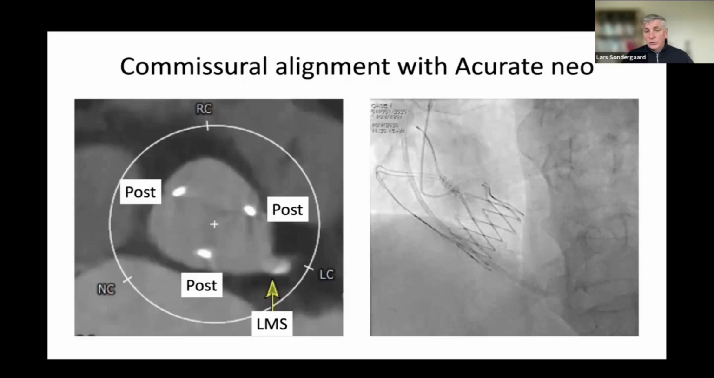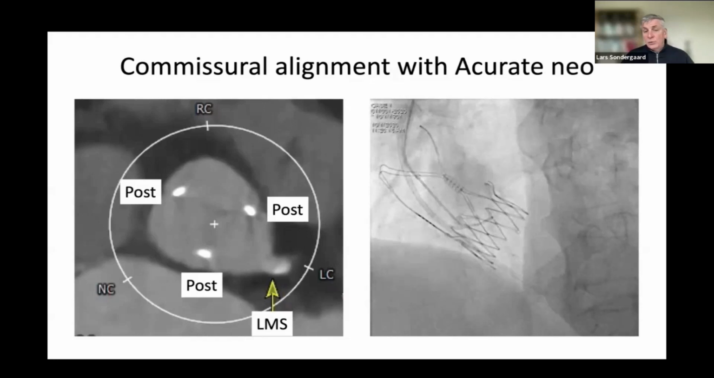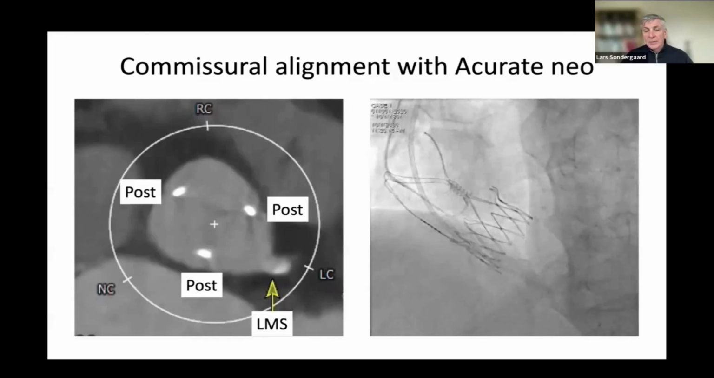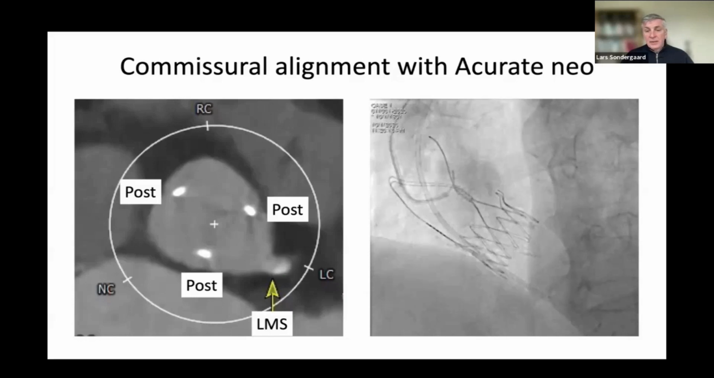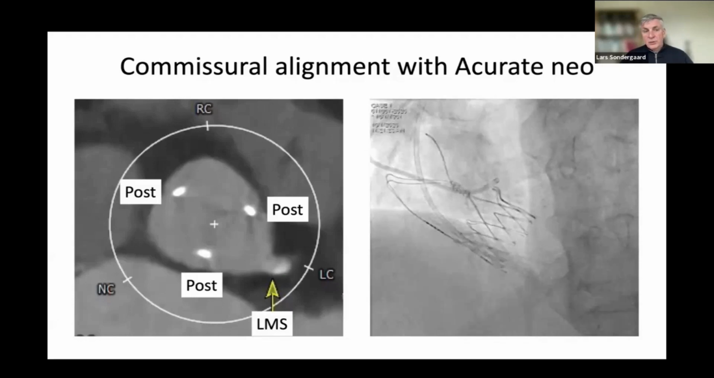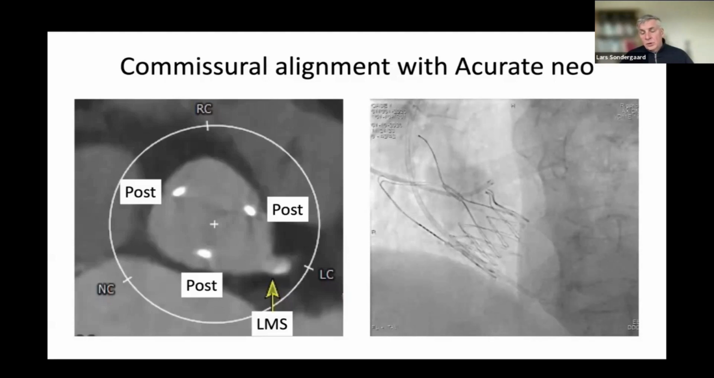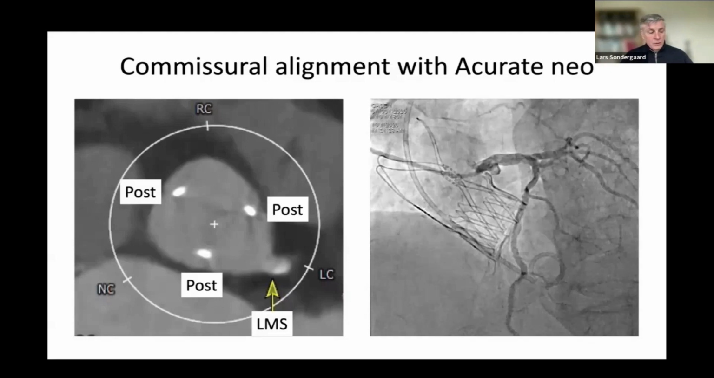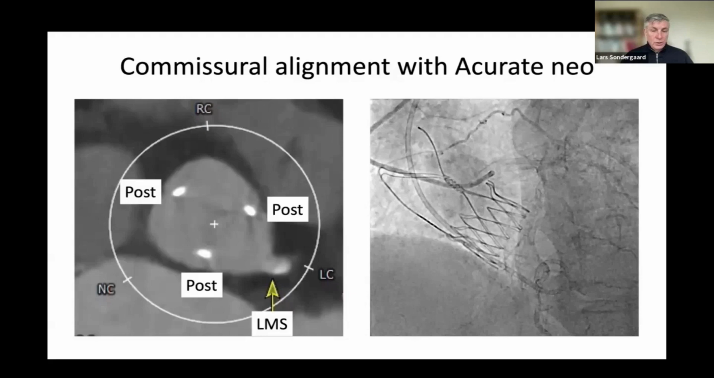You have a valve which has just been implanted, and you can see how easy it is now, with commissural alignment, to access the left main stem with a catheter. It takes a few seconds because you have commissural alignment. There's nothing in front of that coronary artery. So I think that is certainly a way which is now becoming routine in most institutions, to aim for patient-specific commissural alignment.